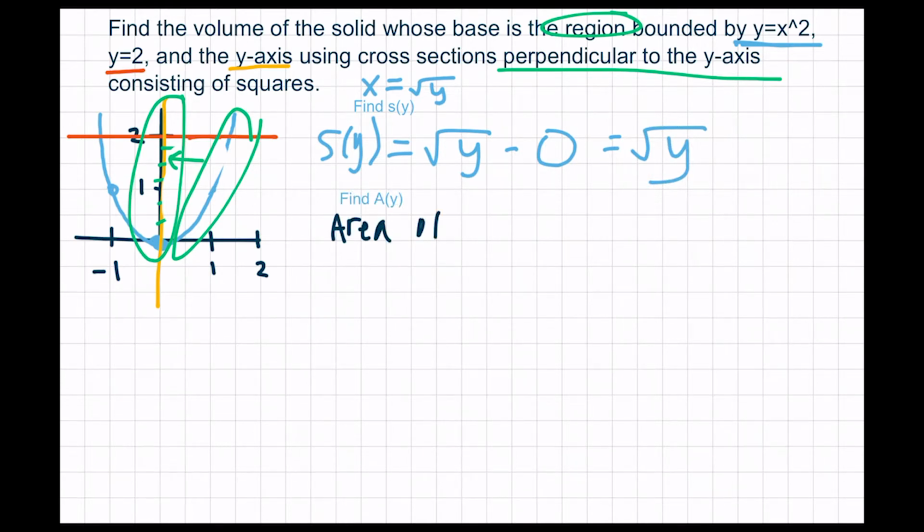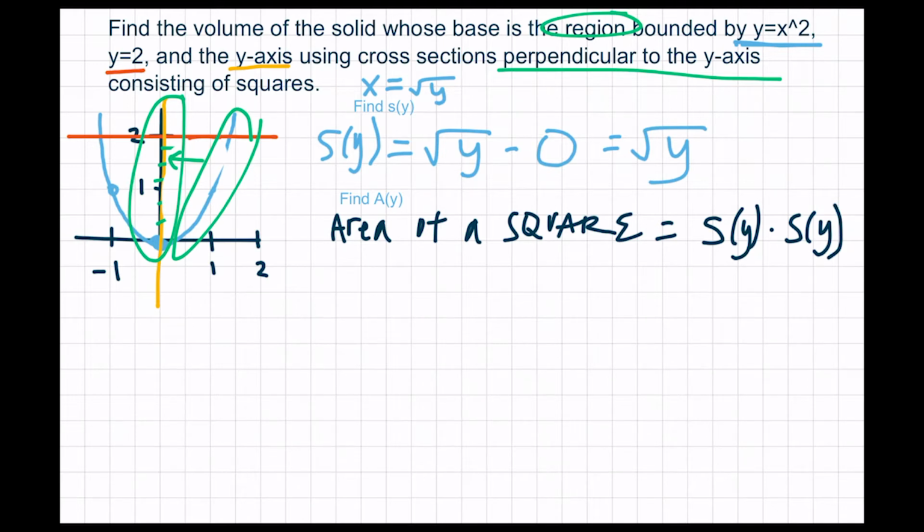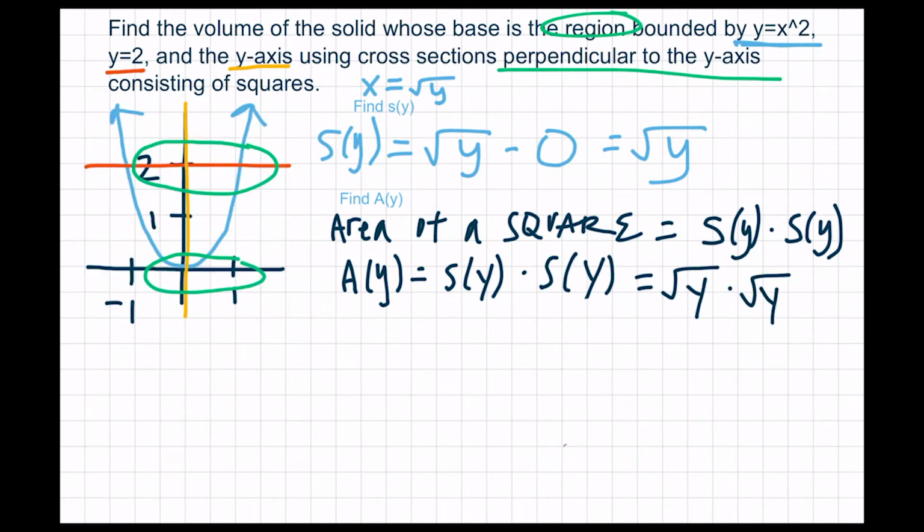So now we need to find what a of y is. So the area of a square, as we defined before, is s of x times s of x. But in this case, because we're doing it in terms of y, since the cross-sections are perpendicular to the y-axis, we just use s of y times s of y. So therefore your a of y equals s of y times s of y, which then you plug in what you have already defined for s of y, which is square root of y. So it's square root of y times square root of y.